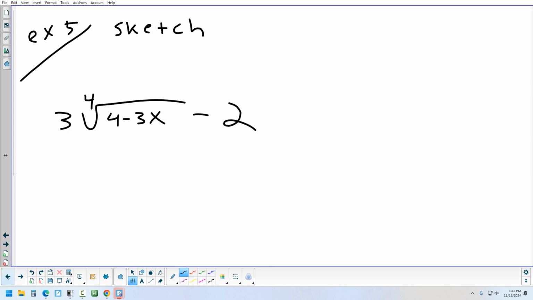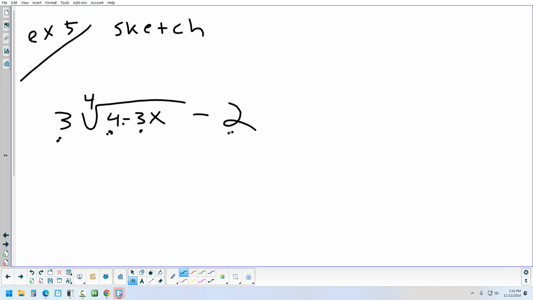All right, let's try this one. 3 times the 4th root of 4 minus 3x, minus 2. We're not listing them, but how many transformations are in that one? 4. 1, 2, 3, 4. Horizontal shift, stretch, actually, and a reflection, so there's 5. Shift, stretch, reflect, stretch, shift. Okay, so there's a lot of transformations.